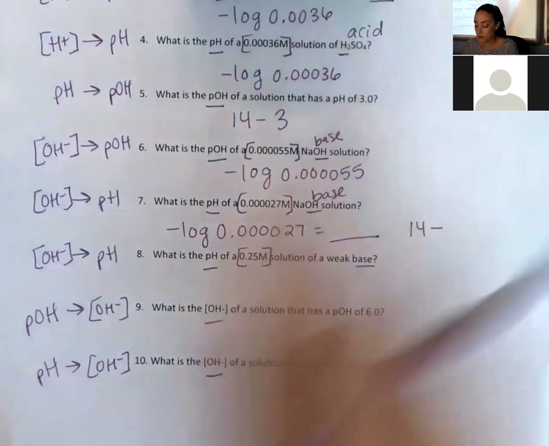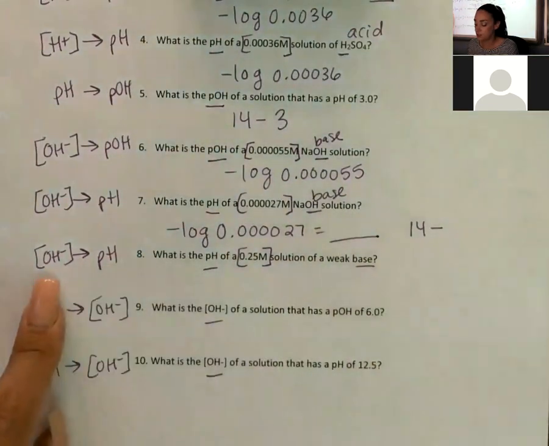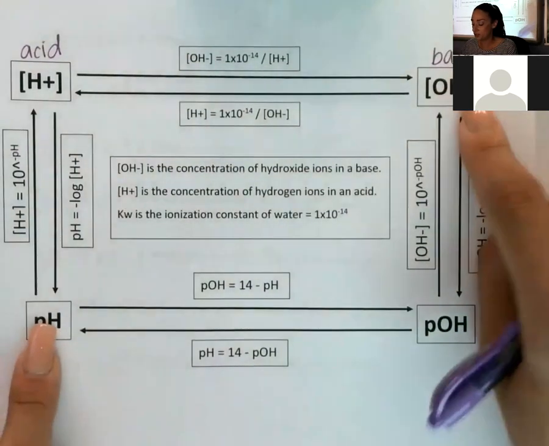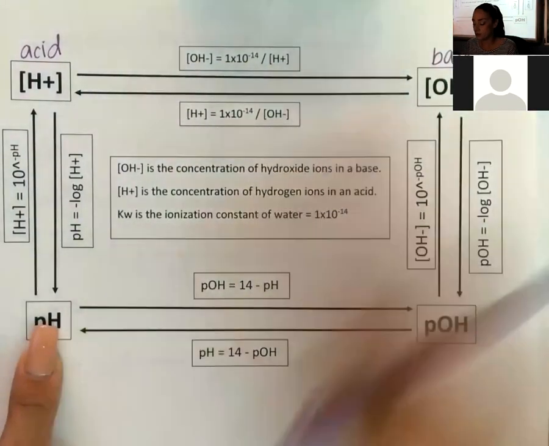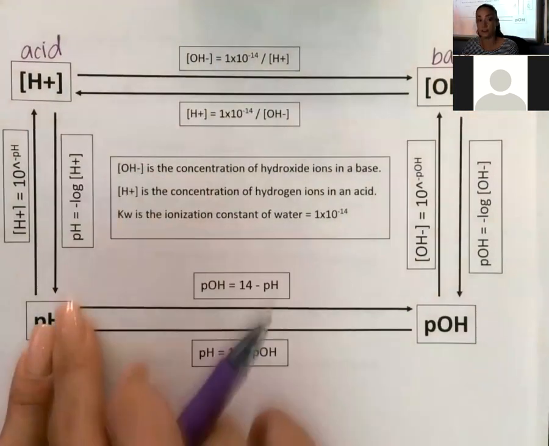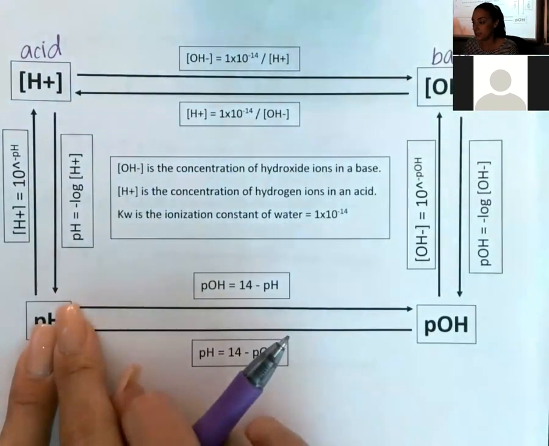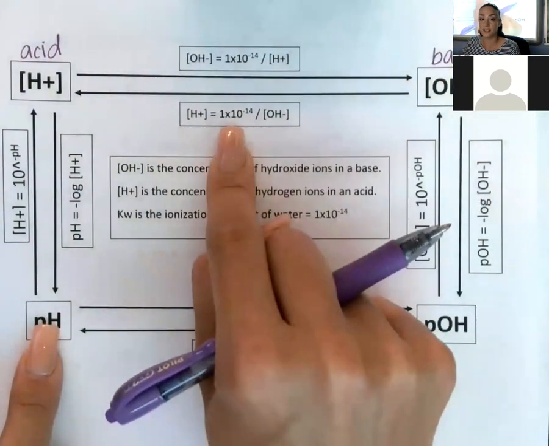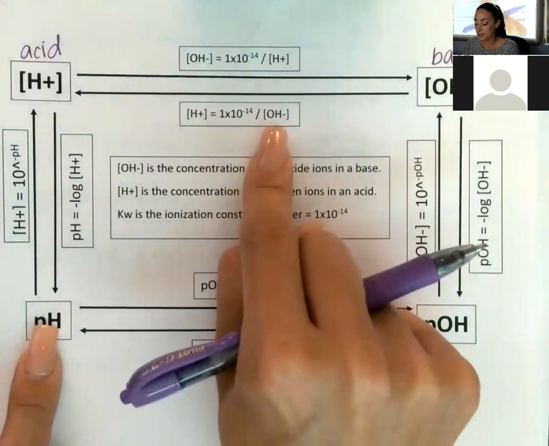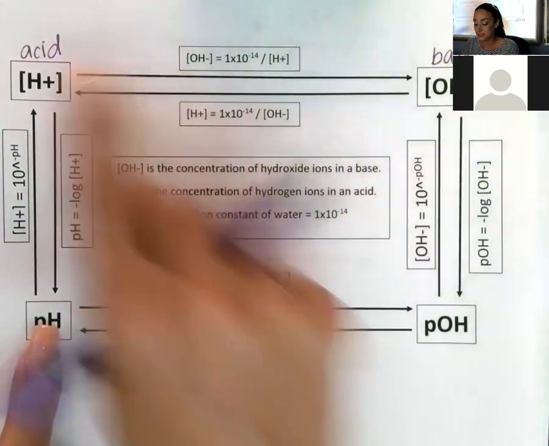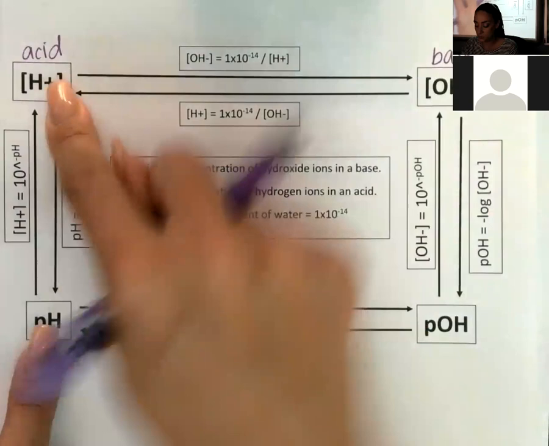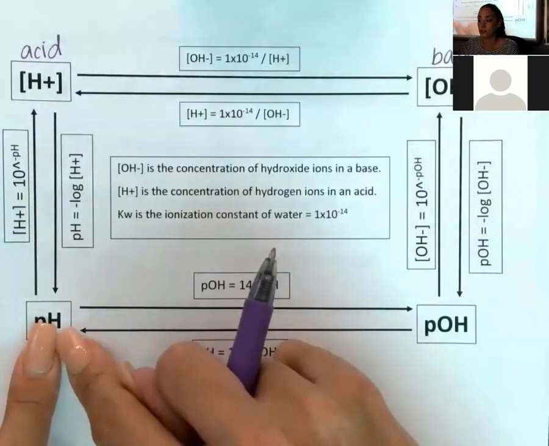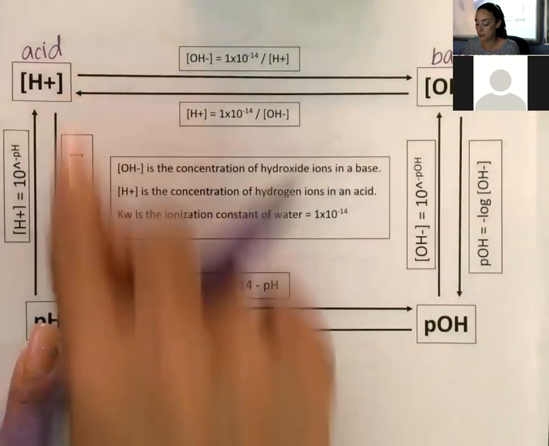Okay, on number 8, we're also going from OH to pH, from here to here. Now, last time I showed you how to go down and across, but you could also go a different way. You could go across and then down. So on this one, I'll show you guys how to do that one. If we go across, we're going to use 1 times 10 to the negative 14th and then divide it by the OH, and that gives us the H. Once we have the H, we'll go down, take the negative log of it to get to pH. So this is also a 2-step problem, but this time we're taking the top route.